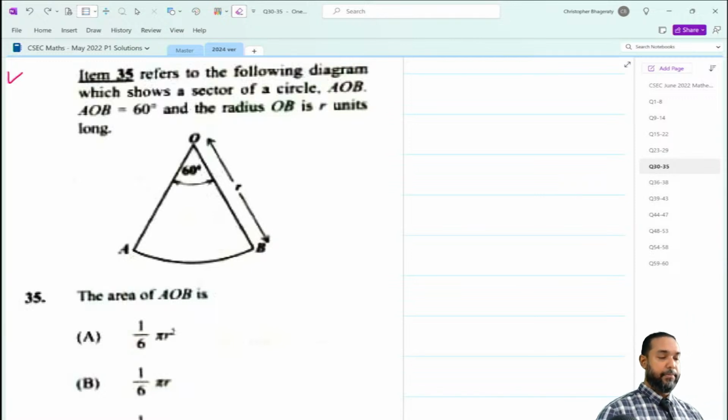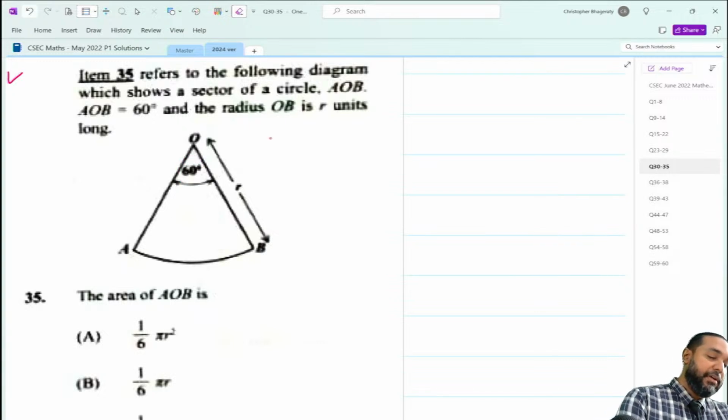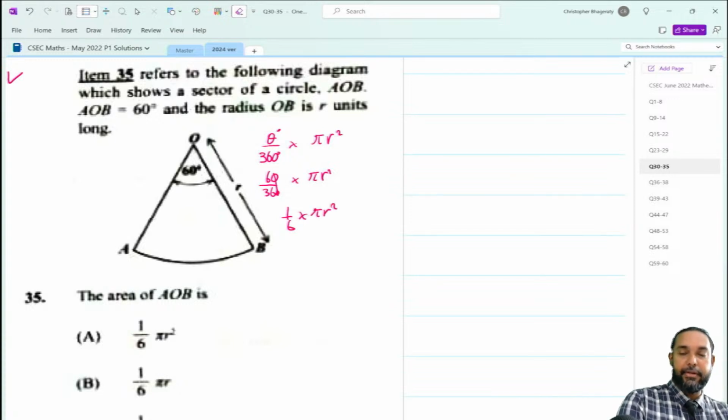Right, so we have following diagram, following sector AOB. Right, so that's 60 degrees on the inside here. Right, the radius is R, the area. So the area of a sector is always the angle over 360 in degrees, of course, then multiplied by pi r squared. So in this case, it was 60 over 360, then multiplied by pi r squared. So of course, zeros will cancel, and 6 into 36 goes 6 times. So you have 1/6 pi r squared, which is option A. Very good.